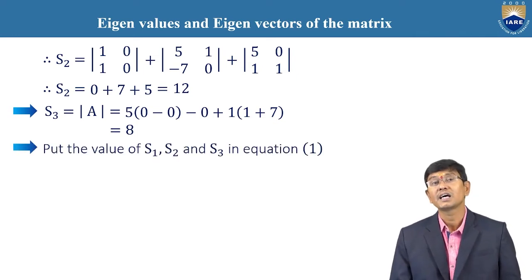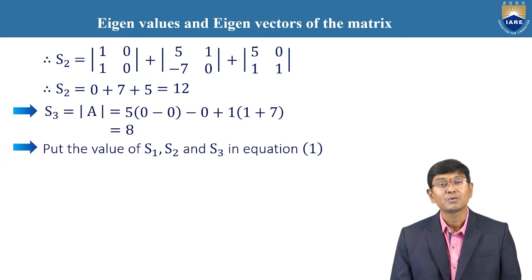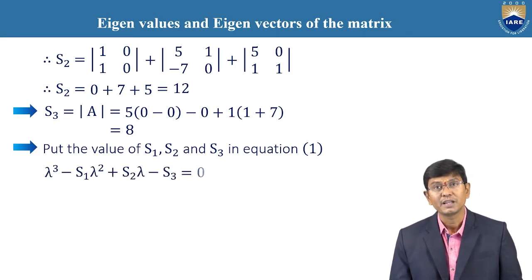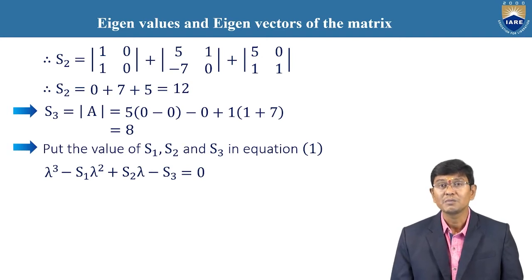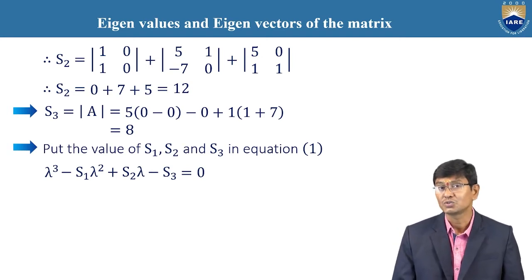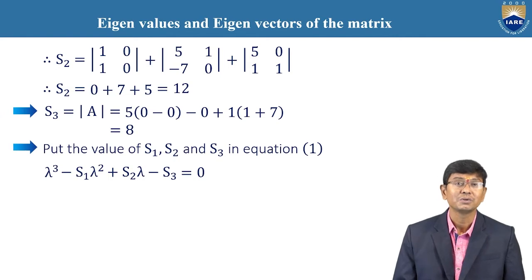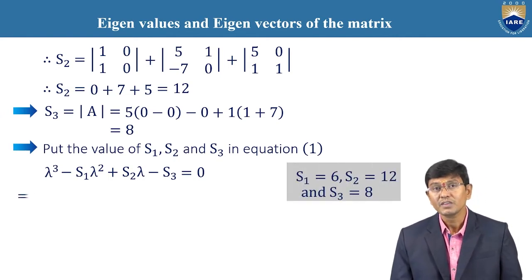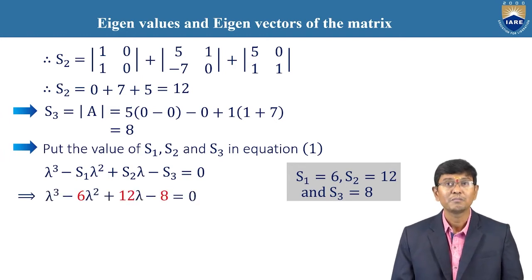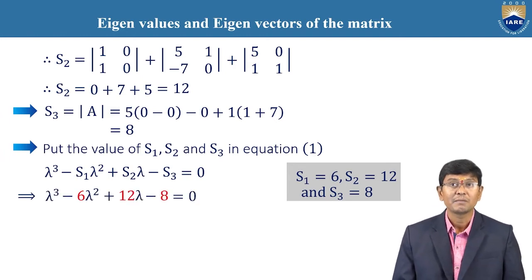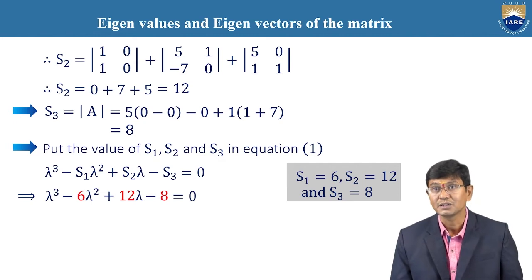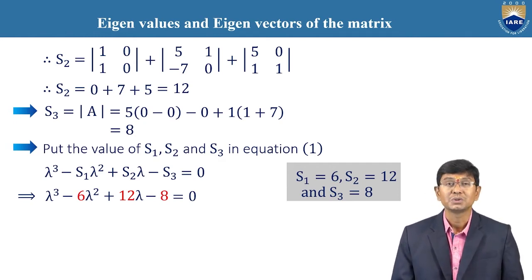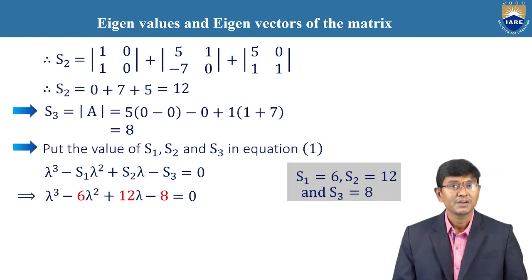Therefore, by solving these S1, S2, S3, when we replace them in equation 1, we obtain lambda cube minus S1 lambda square plus S2 lambda minus S3 is equal to 0. Therefore, using S1, S2, S3, the equation is lambda cube minus 6 lambda square plus 12 lambda minus 8 is equal to 0, because S1 is equal to 6, S2 is equal to 12, and S3 is equal to 8 only.